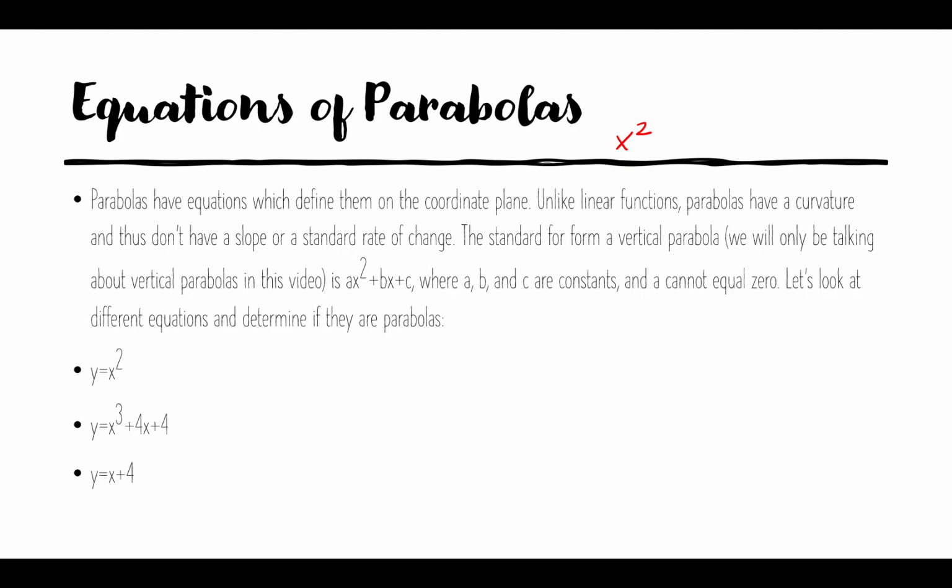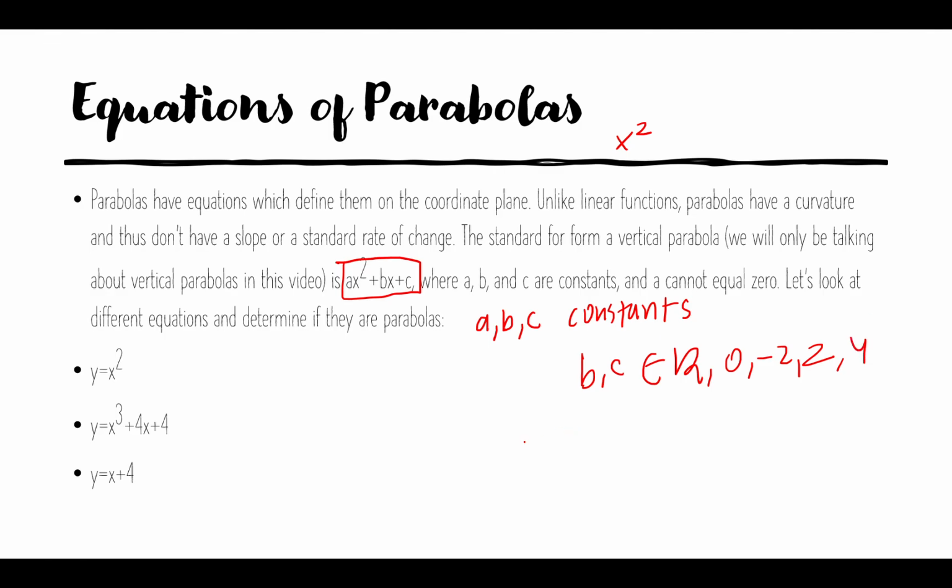The standard form for a vertical parabola, like I said earlier, I'm reiterating, we will only be talking about vertical parabolas in this video, is ax squared plus bx plus c, where a, b, and c are constants, or just numbers. B and c belong to the set of all real numbers. They can be any values from 0 to -2 to 2 to 4. However, a belongs to the set of all real numbers, but a cannot be equal to 0.